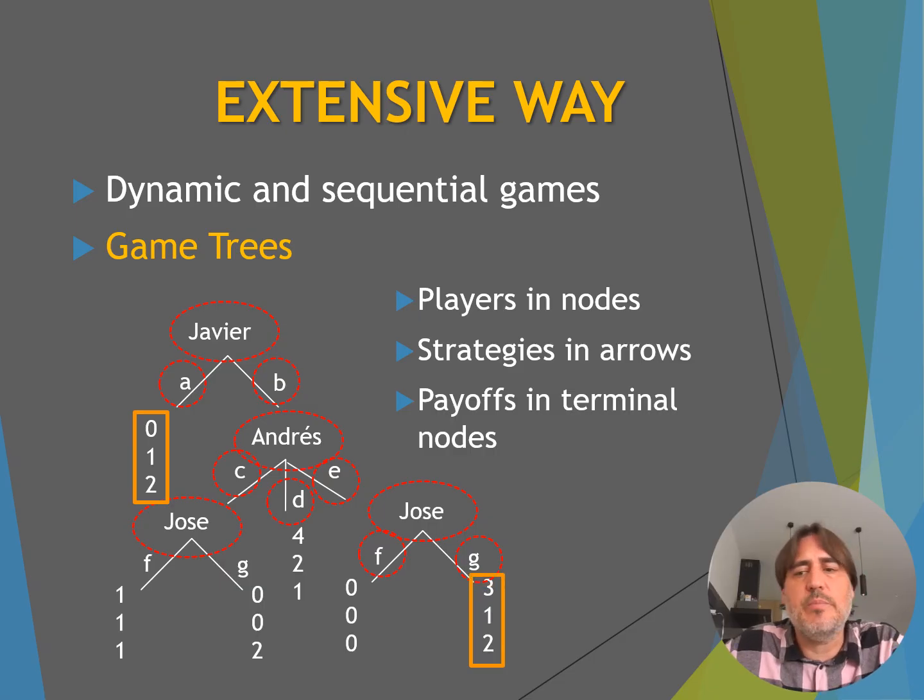If Javier plays B, then Andres chooses E, and finally Jose plays G, the final payoffs for each of them will be 3, 1, and 2. This way of representation is very useful when we want to predict the solutions of dynamic or repeated games, as we can separate the nodes and treat them as independent games.